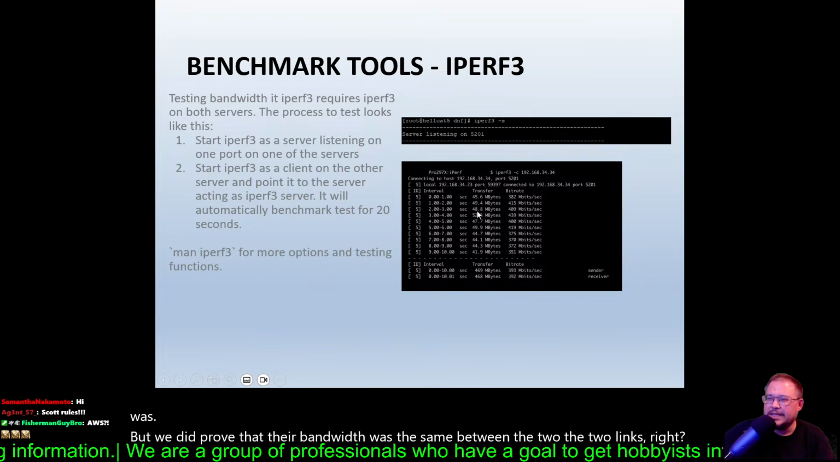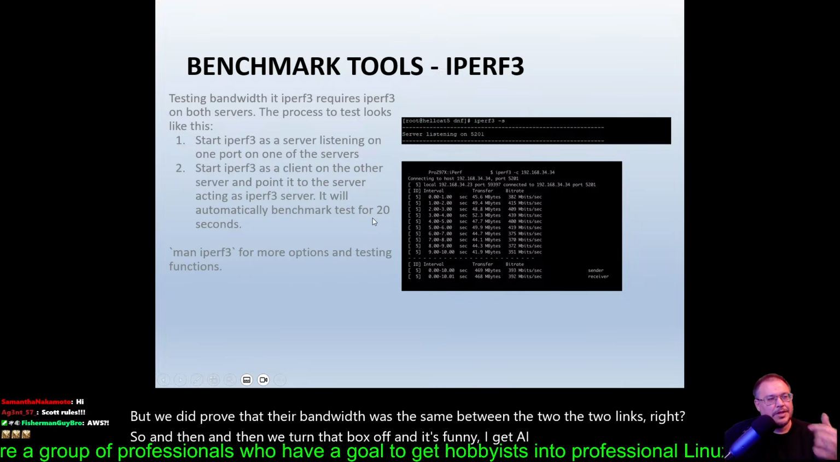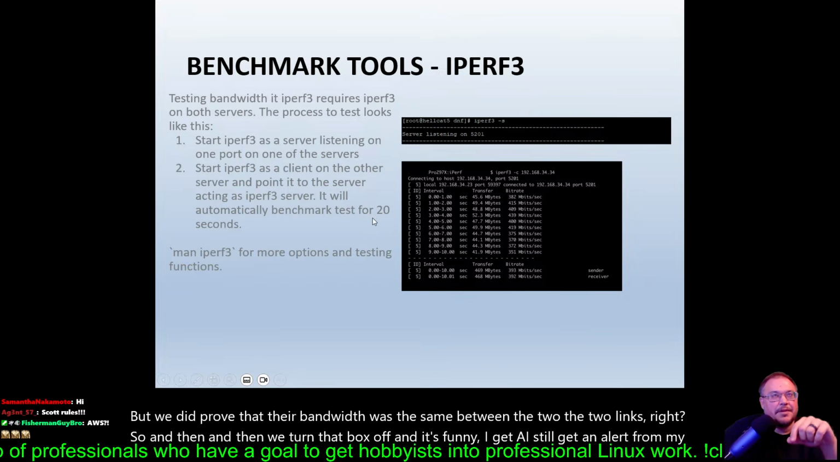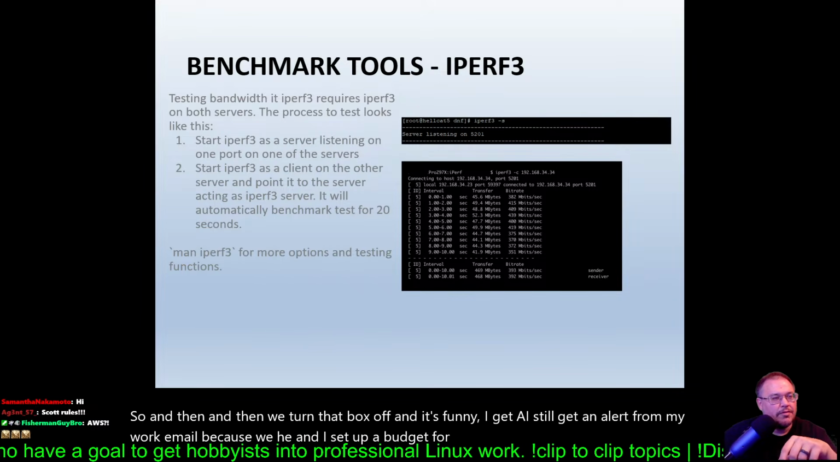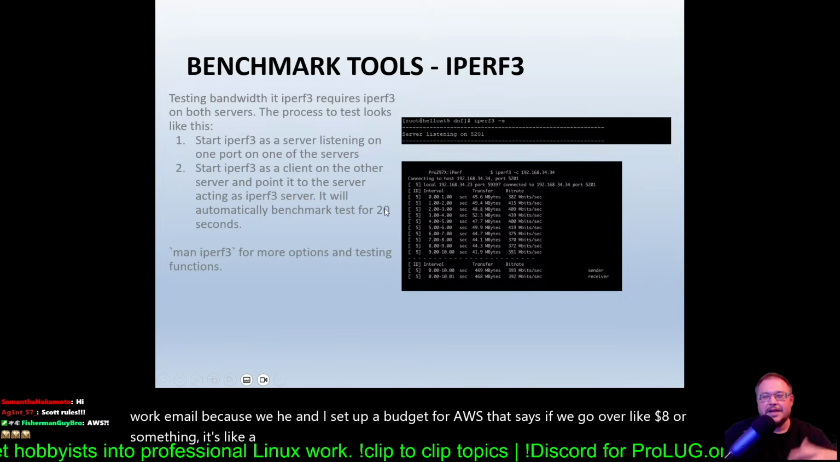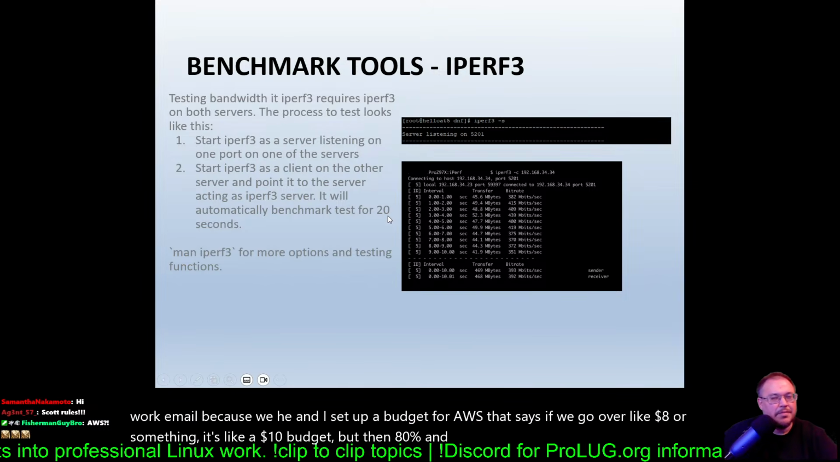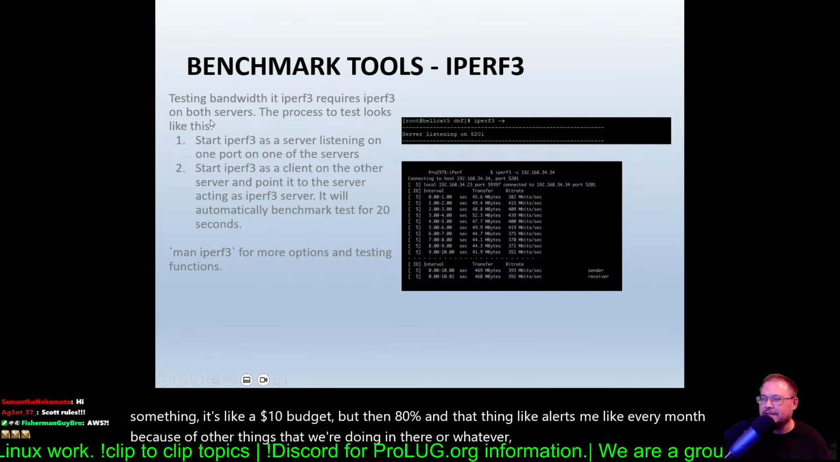So, and then we turn that box off, and it's funny, I still get an alert from my work email, because he and I set up a budget for AWS that says if we go over like $8 or something, it's like a $10 budget, but then 80%, and that thing alerts me every month because of other things that we're doing in there. But it's just a nice little thing that we did.